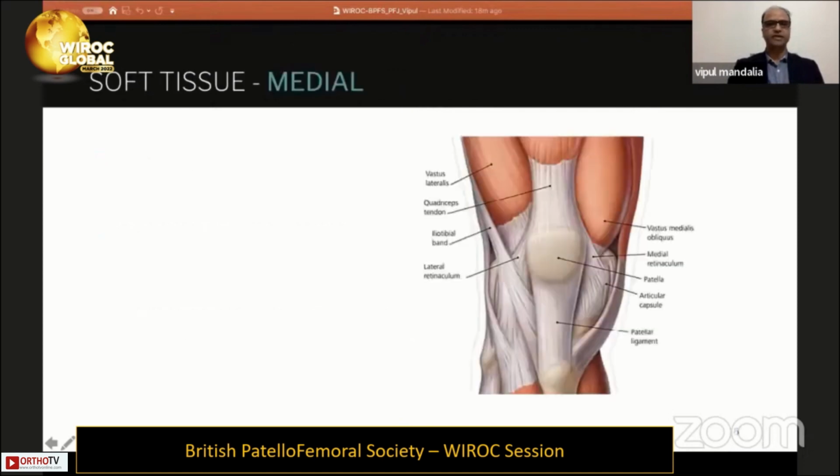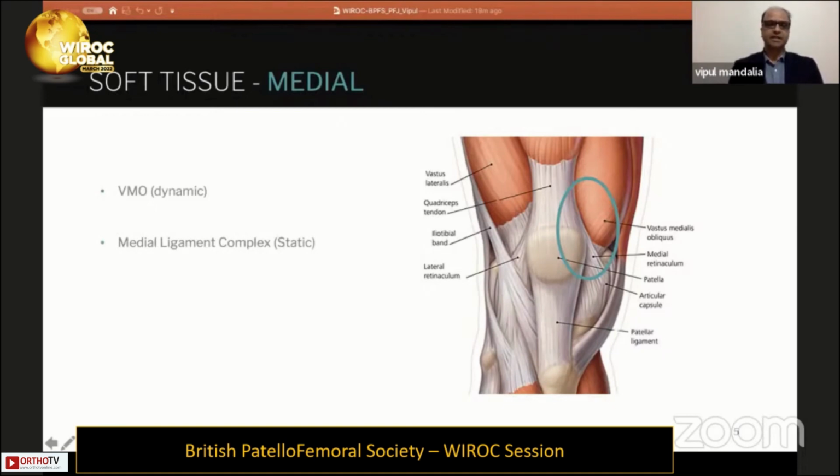So these are the three main elements that we need to understand the stability. Let's look at the soft tissue. We all know that on the medial side, the dynamic stability provided by VMO is one of the most important things. It doesn't matter whether you are looking at non-operative intervention or post-op rehab, it contributes significantly, and in almost every patellofemoral pathology, whether it is instability or not, it plays a significant role.